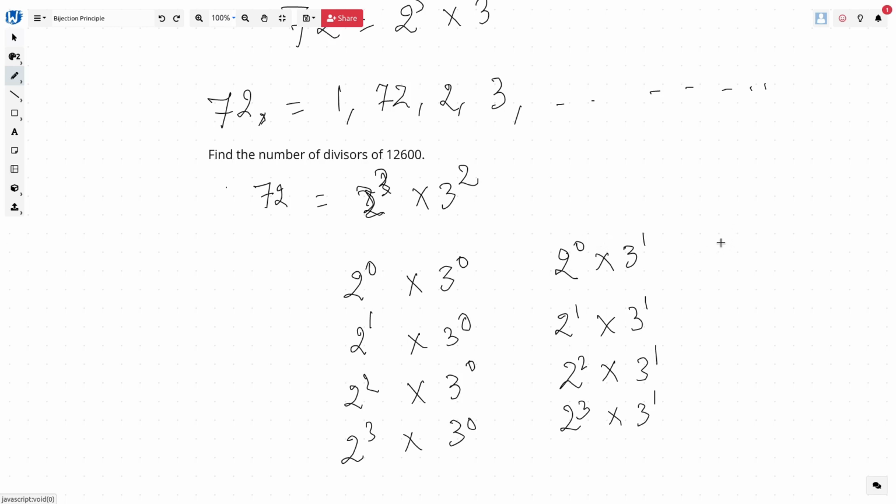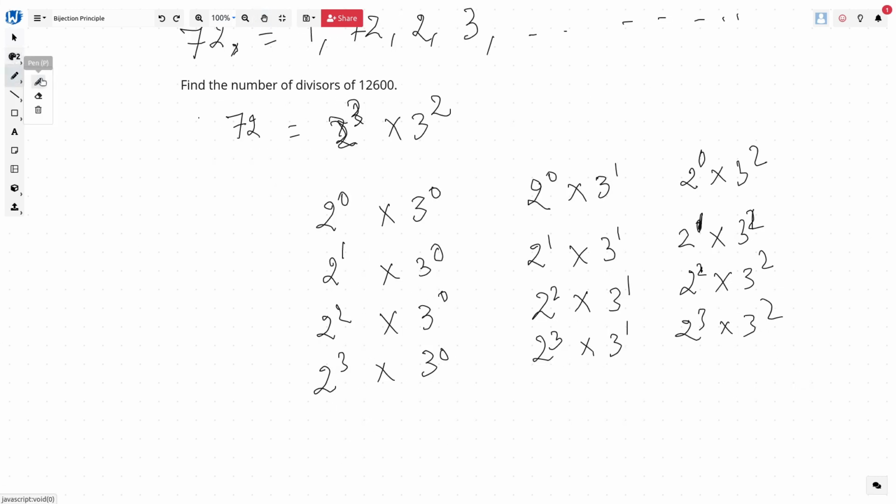There is another possibility. We can write 2 to the power 0 into 3 to the power 2, 2 to the power 1 into 3 to the power 2, 2 to the power 2 into 3 to the power 2, and 2 to the power 3 into 3 to the power 2. If we count this, it will come down to 12 such numbers, right? So there will be 12 divisors or factors of 72, 12 factors, right?